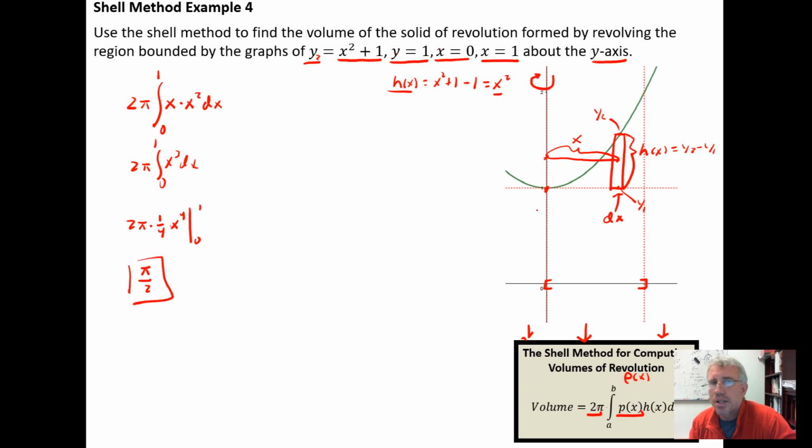So the thing that you could think about is, well, could I use the shell method to do this? Could I have used the disk method from the previous homework? And the answer is yes. The disk method, we would need to work, because we have this missing region, our representative rectangles would need to run out to this line and then out to this line.